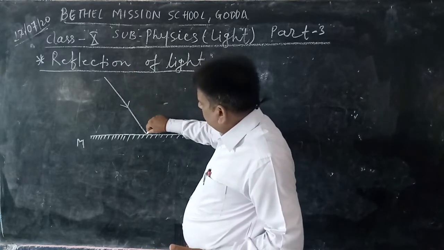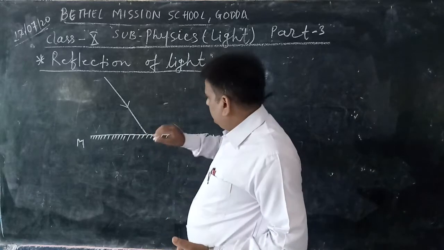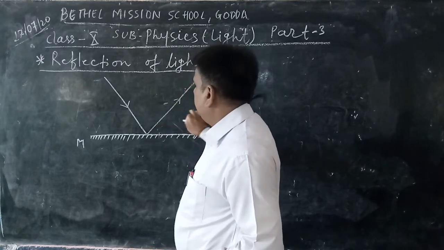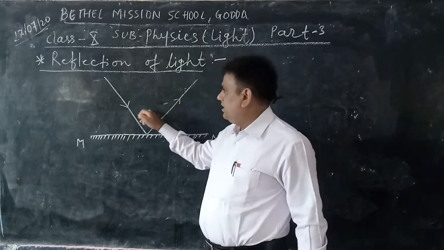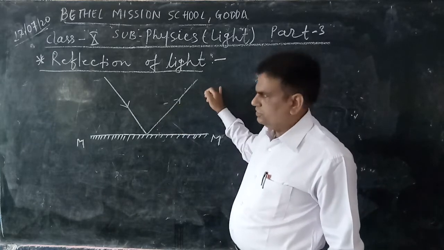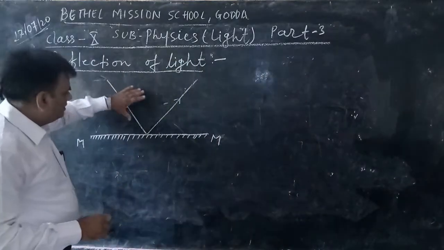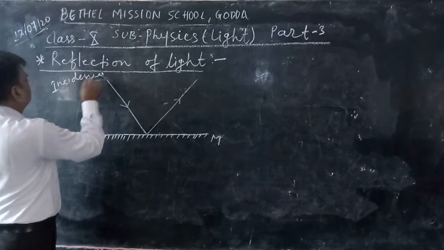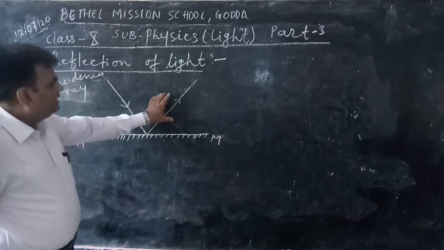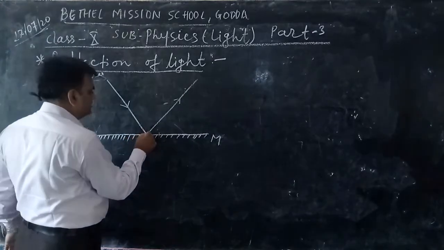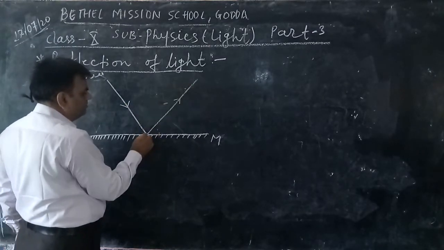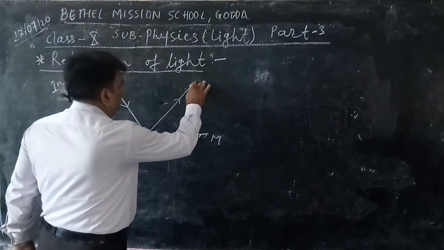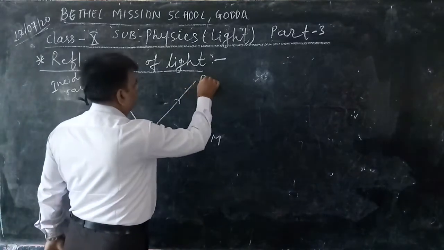So when a ray of light falls on this surface, the light gets reflected from this surface, from the mirror, and this ray of light reflects in the other direction. The ray of light which falls on the surface of the mirror is known as the incidence ray. Both the incidence ray and the reflected ray have one common point, and the ray which reflects from this point is known as the reflected ray.